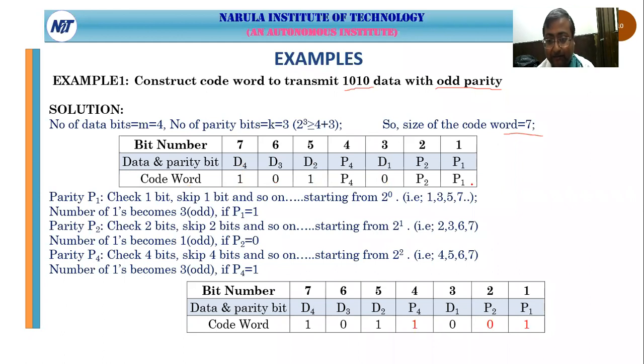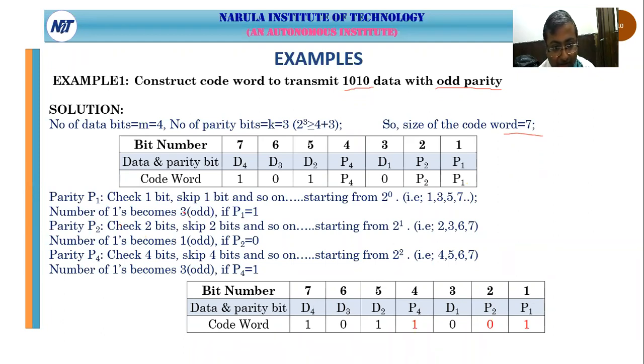Now what will be the value of P1, P2 and P4? Please check. For P1, check 1 bit, skip 1 bit and so on. So P1 starts from 2 to the power of 0, that means bit position 1, then 3, then 5, then 7. How many ones are there? 1, 2. Two ones. So it is not odd parity, so P1 is 1.